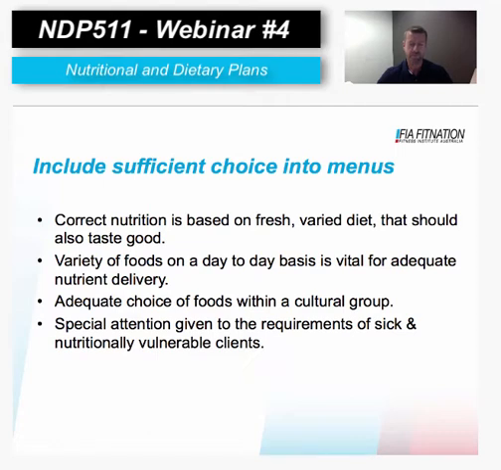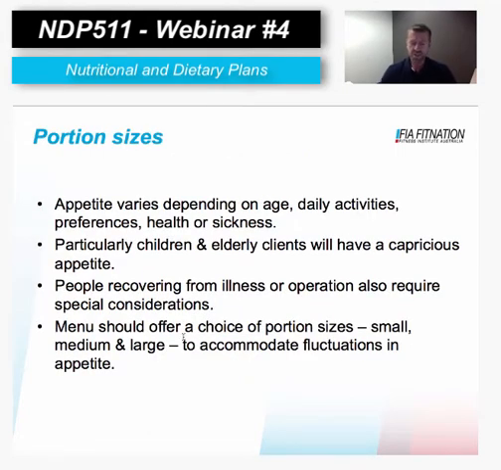So in terms of portion sizes, appetite varies, again, depending on age, daily activities, preferences, health, or sickness. Particularly children and elderly clients will have a capricious, which basically means just a very changeable appetite. So sometimes they have huge appetite, and then other times they have less of an appetite. And again, people recovering from illnesses or operations, especially if they're children or elderly clients with that type of capricious appetite, may require special considerations.